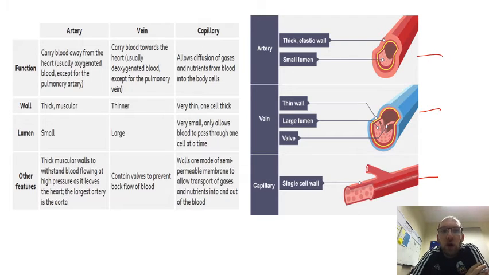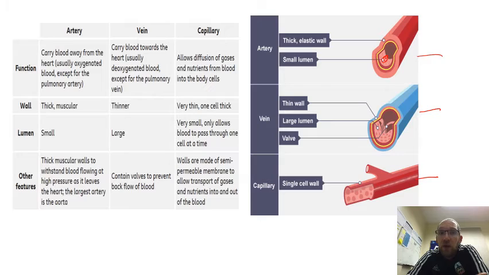The functions of arteries. Arteries carry blood away from the heart, usually oxygenated blood, except for the pulmonary artery. The walls are thicker and more muscular. The lumen, the hole in the middle, is smaller. Other features: thick muscular walls to withstand blood flow at high pressure as it leaves the heart. The largest artery is the aorta.